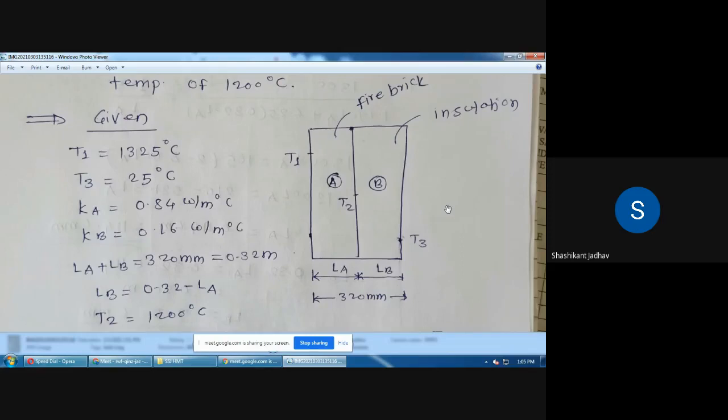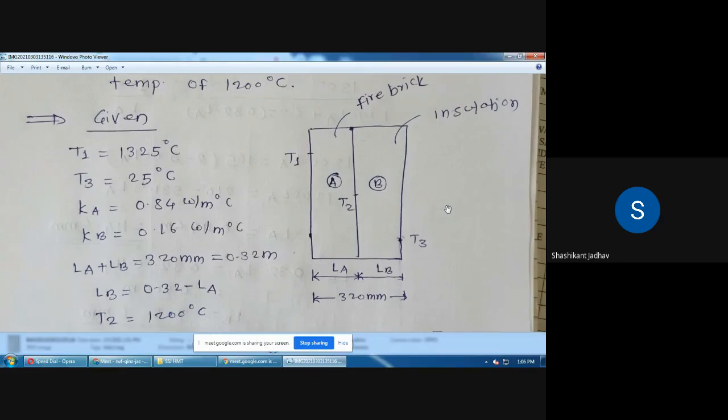So what is the temperature difference across the two plates? The inside temperature is T1 and the outside temperature is T3. So what is the whole temperature difference? T1 minus T3 divided by, we have to write down the resistances, but in this case two plates are there and heat transfer takes place due to the conduction. So we have to take the two resistances for the conduction.